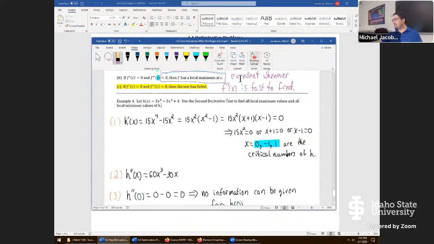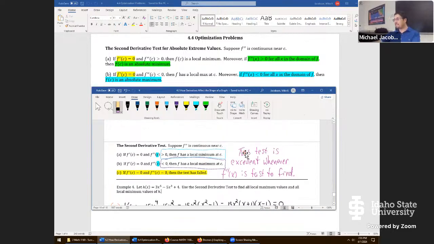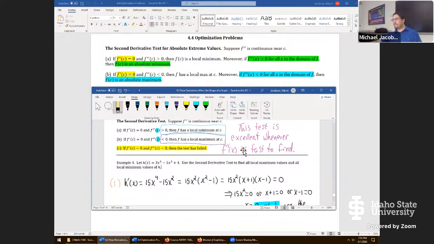Let's see if we can compare these side by side. That's kind of tricky sometimes. What I want to do is display the second derivative test, because we've made a change to it, against the old one. The old second derivative test says, if you have these conditions pass, then you have a local minimum or a local maximum. But now, here's the new test.